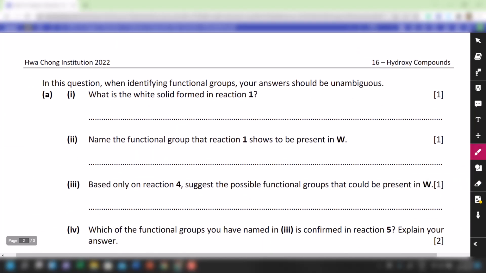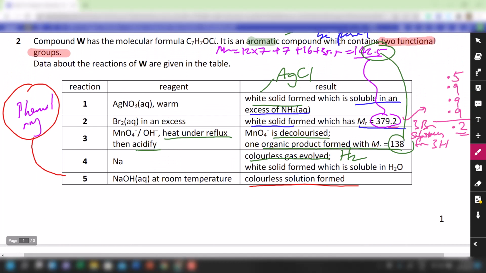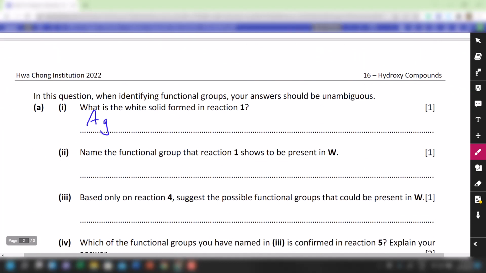So first let's take a look at question A1. What is the solid formed in reaction 1? We can go back here and take a look. Earlier on we confirmed it to be silver chloride. Next, name the functional group in W that reaction 1 shows to be present. What is likely to be present in W in reaction 1?